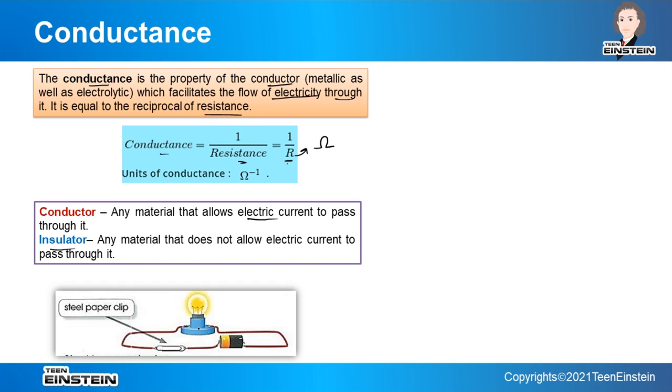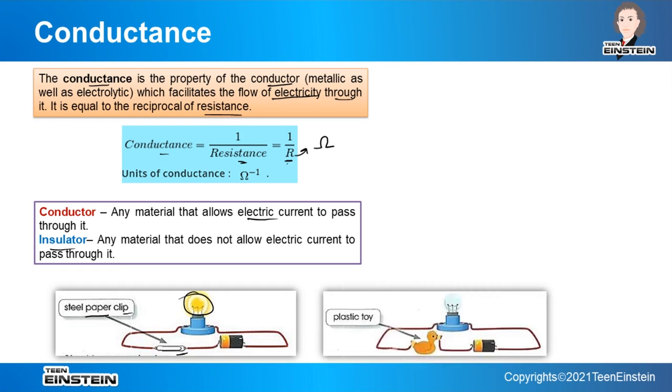So here we have this system. Here we have taken a steel paper clip. This is metal, so it will act as a conductor. So obviously there will be current, and that is why the bulb is glowing. But suppose you have taken an insulator. Here it is a plastic toy. As it is an insulator, the bulb will not glow, because it will not facilitate the flow of electricity. It will oppose it.